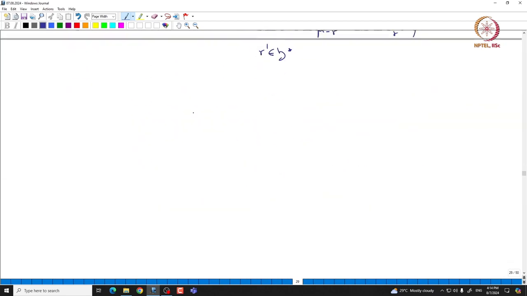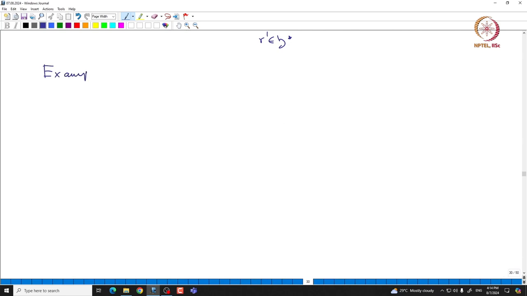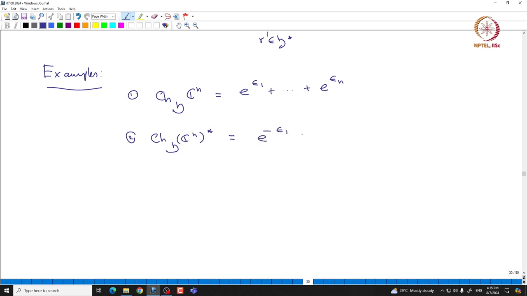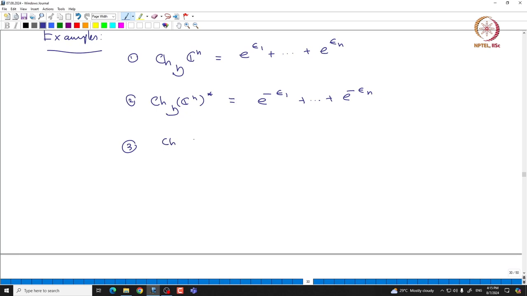One can see, as examples, that the character of the natural representation is exactly e power epsilon 1 plus etcetera plus e power epsilon n. Similarly, the character of the dual representation is e power minus epsilon 1 plus etcetera plus e power minus epsilon n. And thirdly, the character of the adjoint representation is given by n minus 1 plus... rather, e power 0, which you can denote by 1, there is no harm in that, plus the summation of e power alpha, alpha coming from Phi.